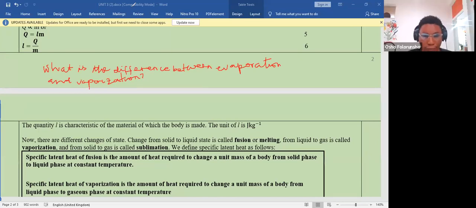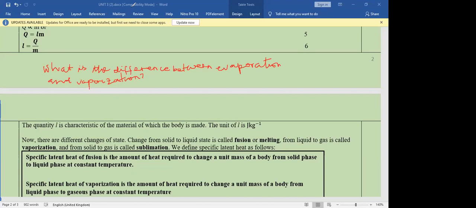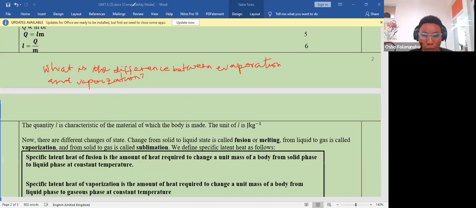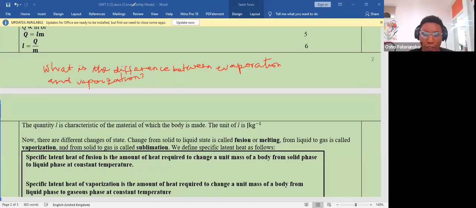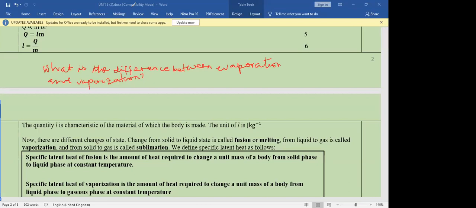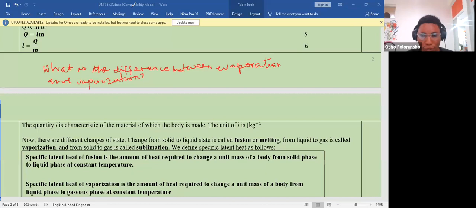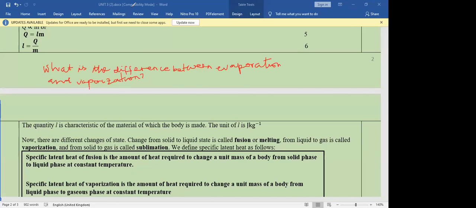Evaporation, to my own understanding, is the change of gas to liquid, while vaporization is change of gas to liquid. Change of gas to liquid is evaporation. Why is vaporization changing from liquid to gas? Vaporization is from liquid to the gaseous state.